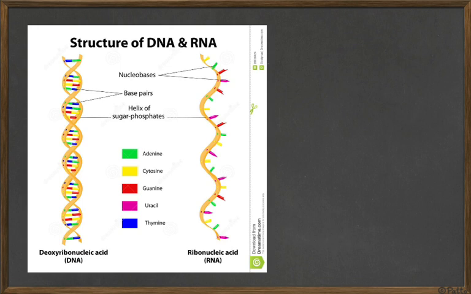The other thing that you can see here is that the DNA is a double helix. It's 2 strands, side by side, kind of helical coiling one over the other. And the RNA is going to be a single strand of nucleic acid.